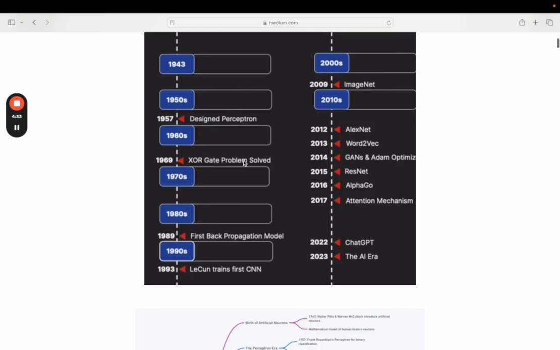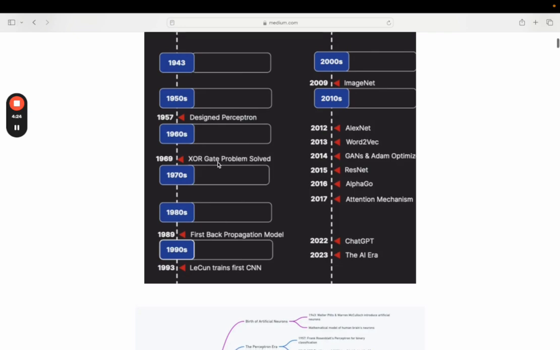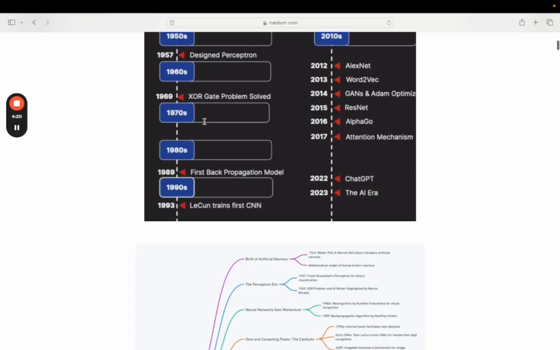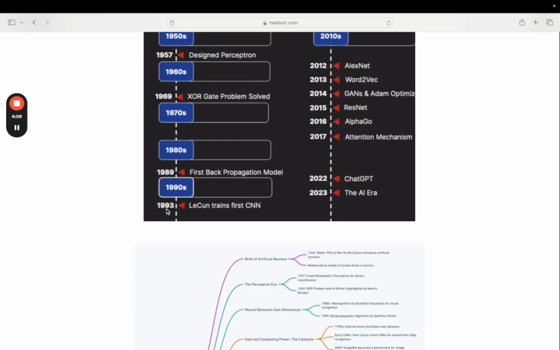then the XOR problem. If you study computer science, you know the XOR gate; that problem was solved in 1963. So here also there was some development in machine learning. Then the first backpropagation model came in 1989. Then four years after 1989, LeCun's first CNN model was developed.